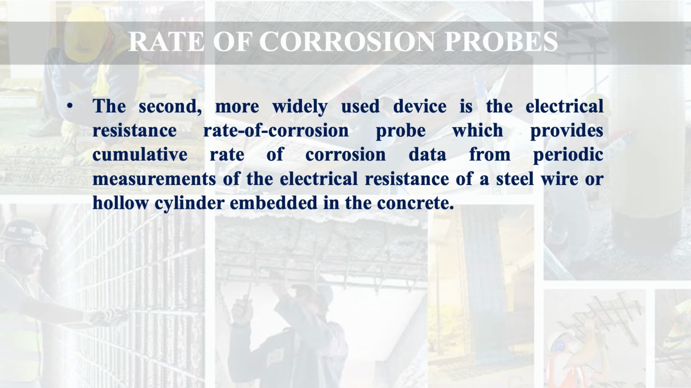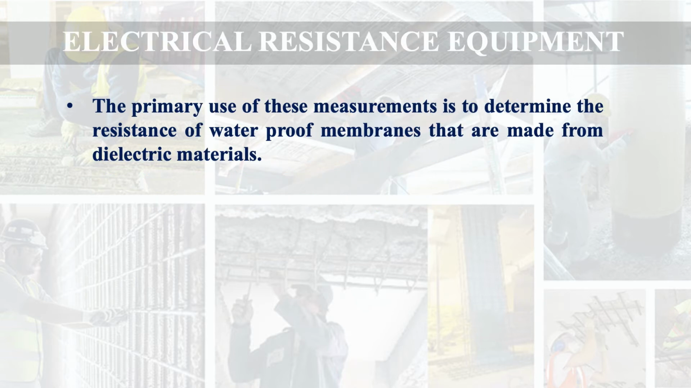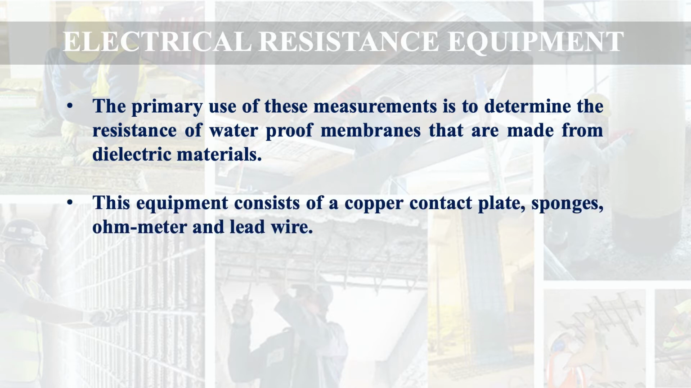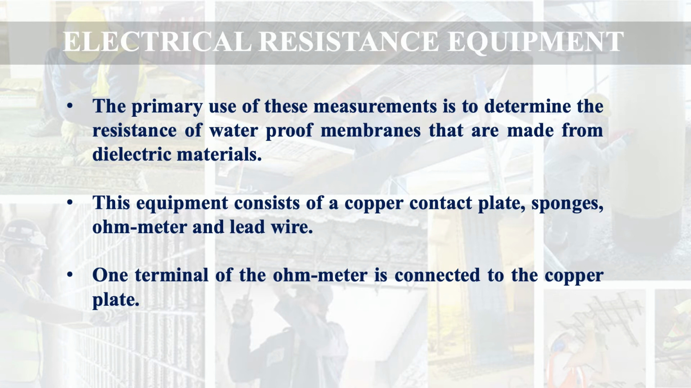Next is electrical resistance equipment. The primary use of these measurements is to determine the resistance of waterproof membranes that are made from dielectric materials. This equipment consists of a copper contact plate, sponges, ohm meter and lead wire. One terminal of the ohm meter is connected to the copper plate.